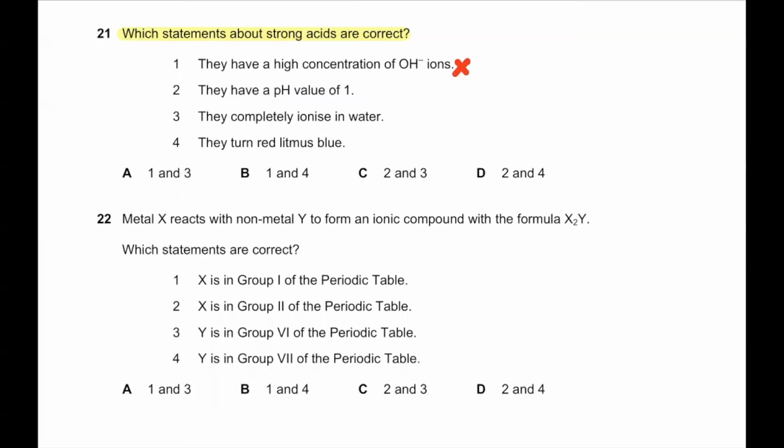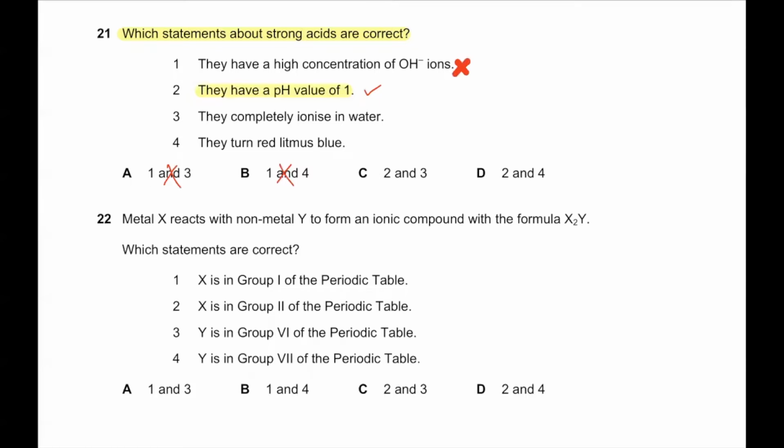Point number 2, they have a pH value of 1. Yes, strong acids can definitely have a pH value of 1 because of the H plus ion that is present in them, and they easily dissociate in water. So which is why they can have pH value of 1. So point number 2 is correct, 1 is wrong. So when 1 is wrong, as you can see, point A and B both contain 1, so they will all be wrong.